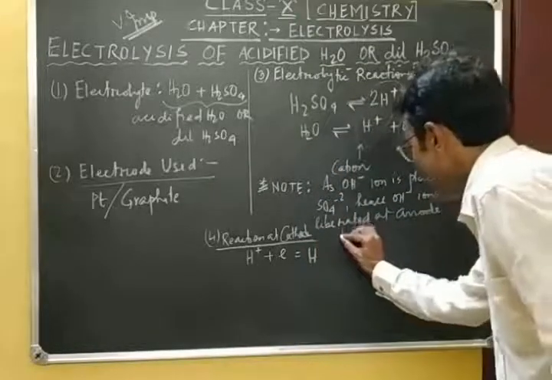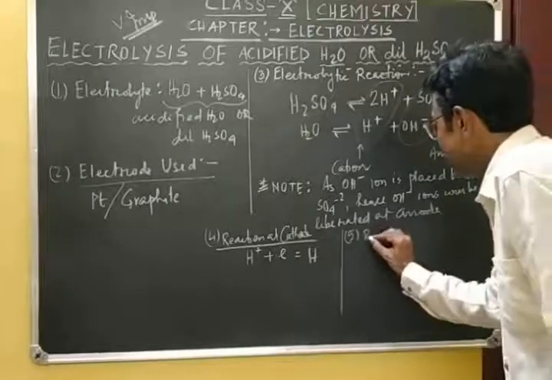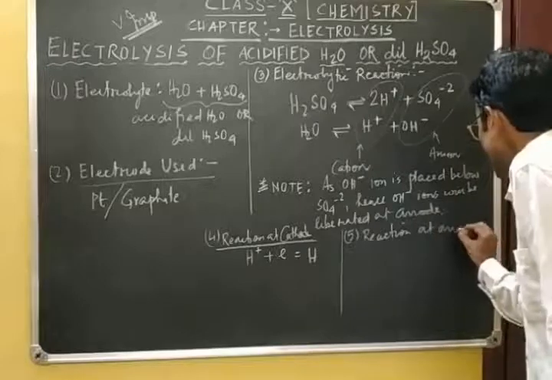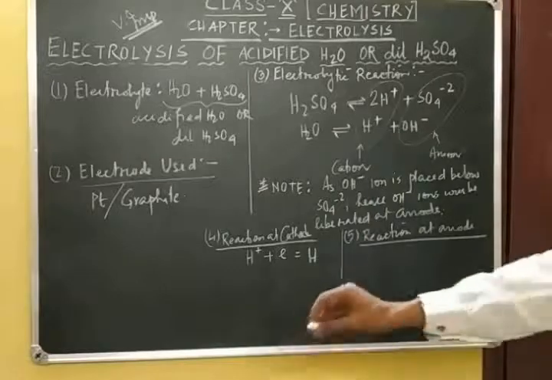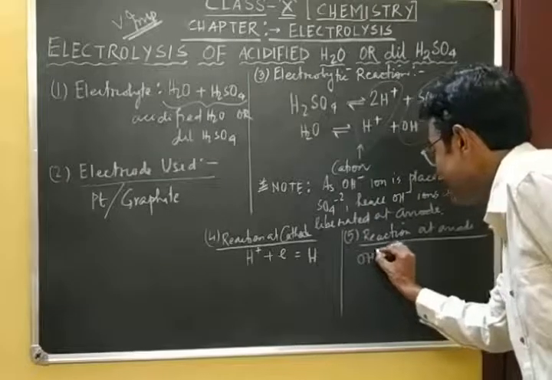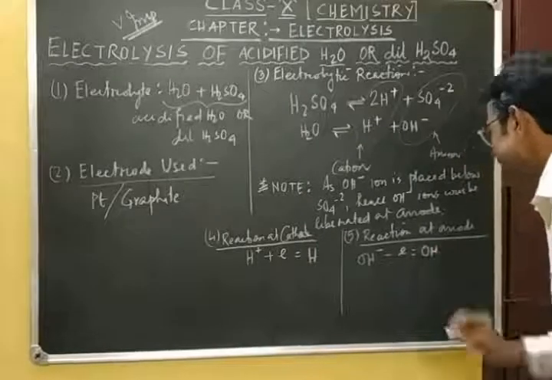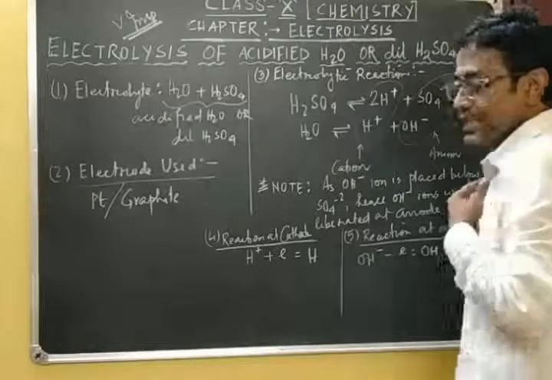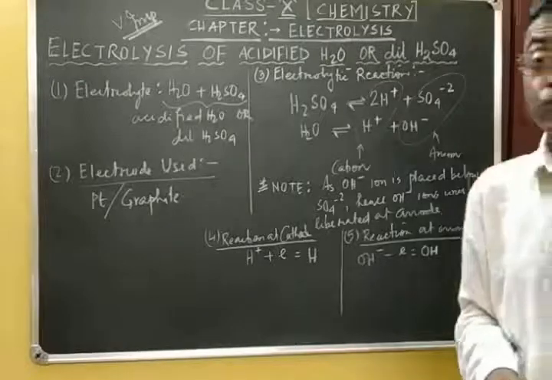So see here, now number 5, reaction at anode. At the anode, which one will go? OH. So see here, OH- will lose 1 electron to form OH. But an OH radical cannot exist independently. So in order to balance it, just remember this. In class 11, we will be learning this more elaborately. Just remember here we have to take 4 OH.